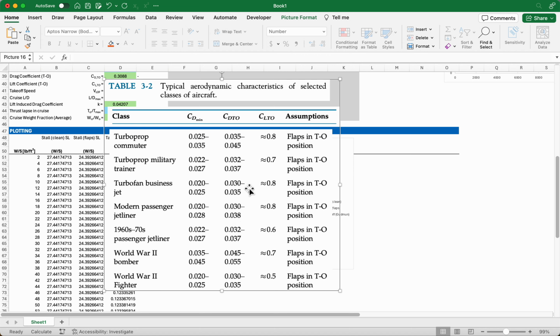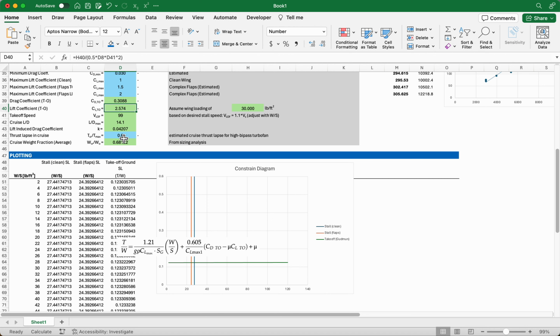And then I'm going to choose the drag during takeoff based on my lift during takeoff. So I'm going to choose a lift during takeoff, and then I'm going to use our drag polar equation to calculate the drag during takeoff. So I'm going to put lift during takeoff as 0.8, and CD min, I'm just going to put that in as well as 0.025, somewhere within that range. So let's see how this changes everything.